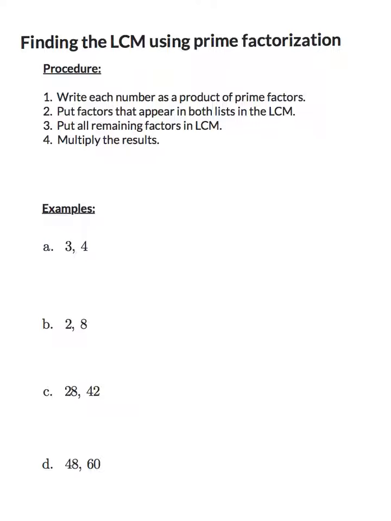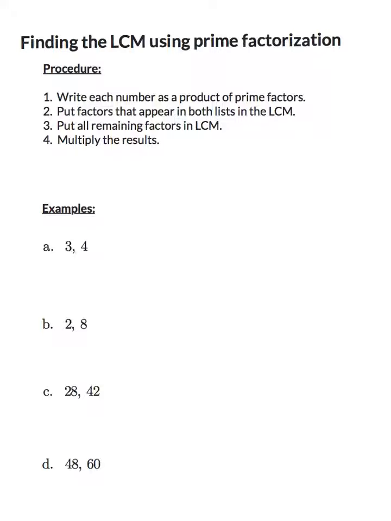The next thing that we want to look at is finding the least common multiple using prime factorization. To start with, write each number as a product of prime factors. We're going to start by putting all factors that appear in both lists in the least common multiple. This is the greatest common factor. The greatest common factor will be in the least common multiple. From there, we want to put all remaining factors in the LCM, and finally multiply the results to get the final answer.